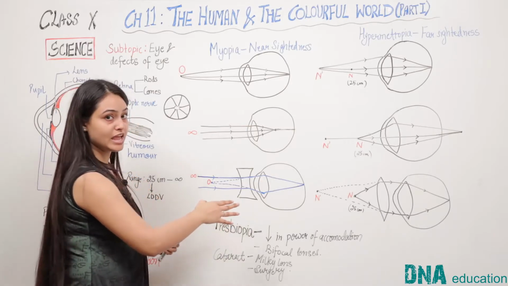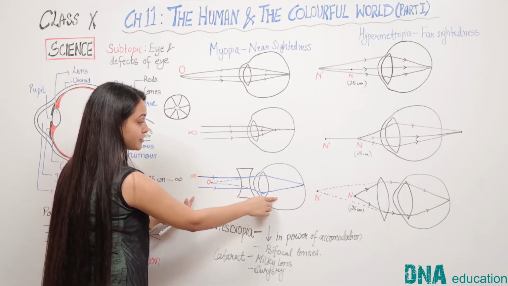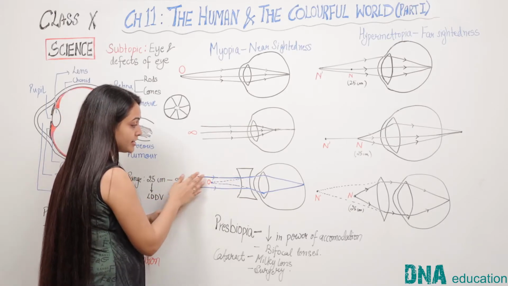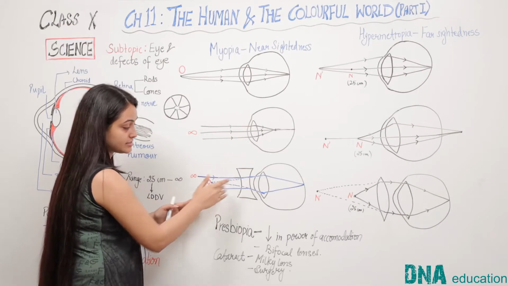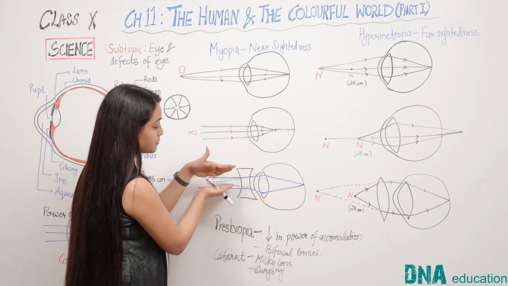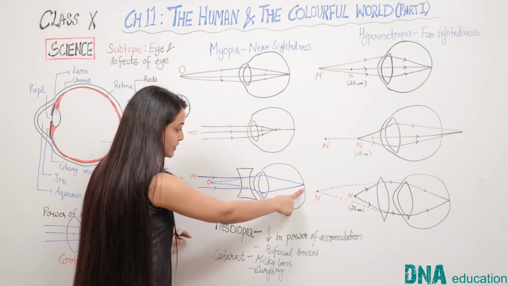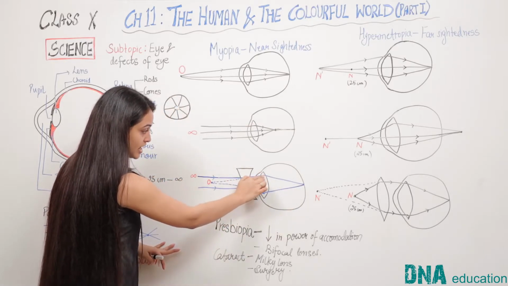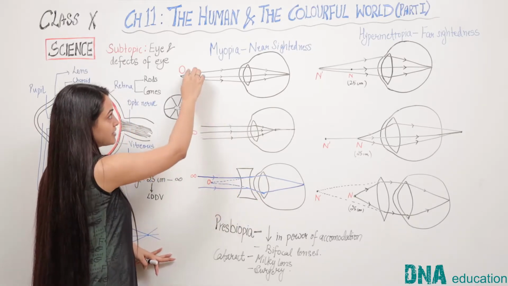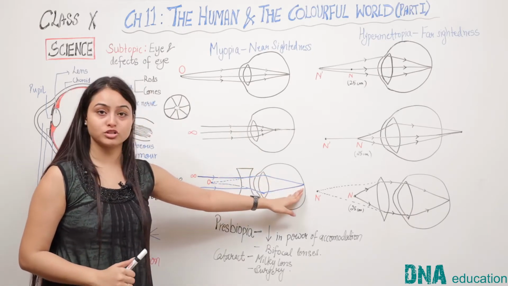Now let us see how concave lens corrects this disorder. Now we have placed a concave lens in front of the eye lens and object is placed on infinity. The light rays are parallel and coming to the concave lens. Concave lens will diverge the rays and the divergence will create more diverged rays which will finally converge on the retina. And if we produce this diverged ray behind, it is found to come from the far point of the eye, which is this. So basically in this way the light rays are focused on the retina.